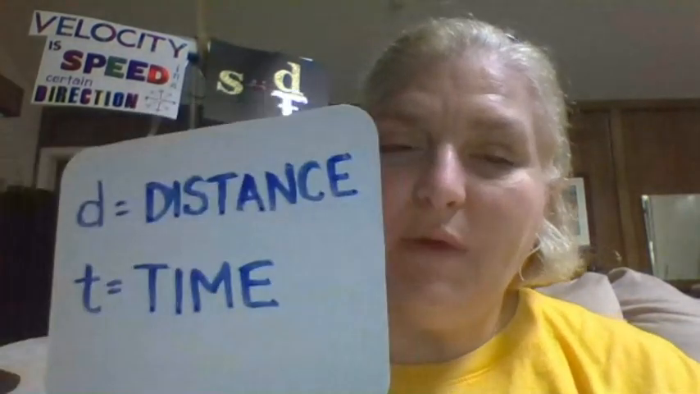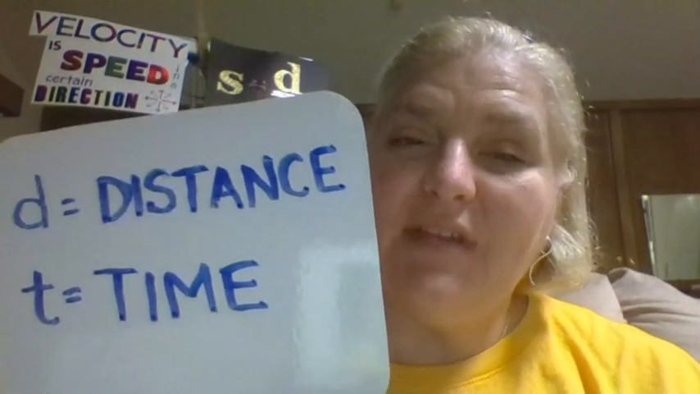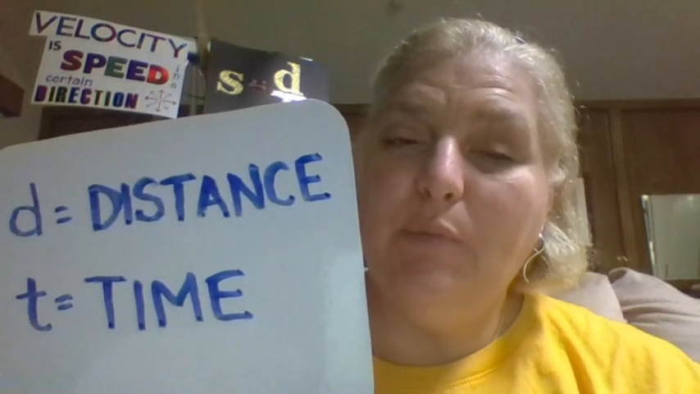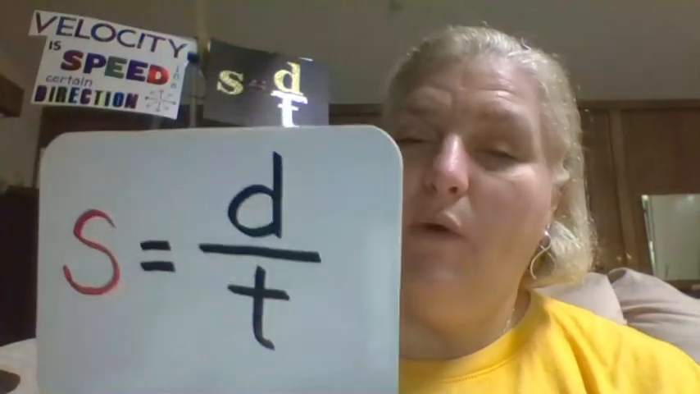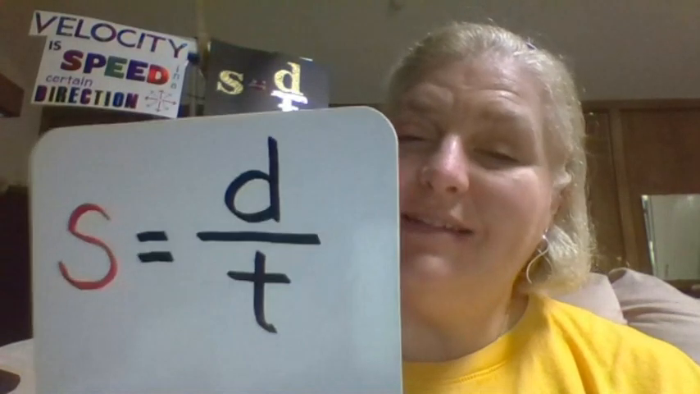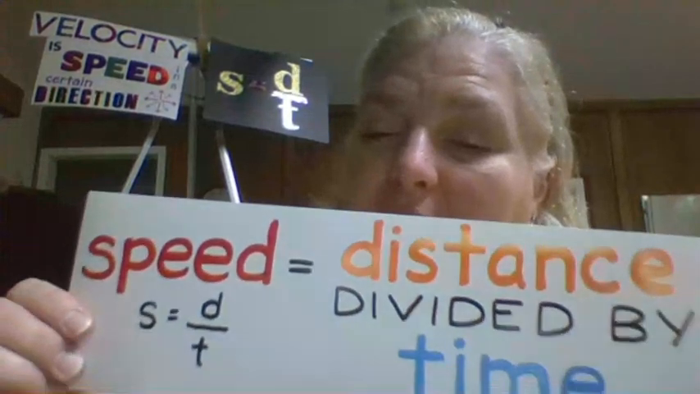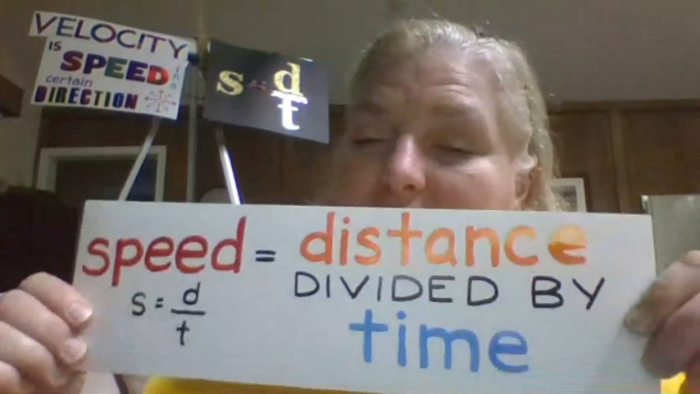I know you've heard the term speed before, but what does it mean? Well, speed is the distance traveled divided by the time that it took. And we use D to represent distance and T to represent time. We put it into a formula where speed is the distance divided by time. Basically, how far you went and how long it took you to get there.